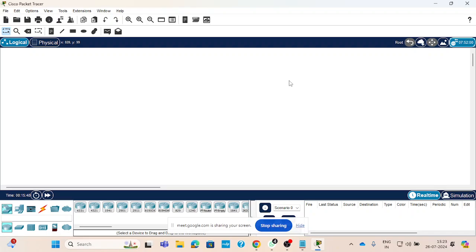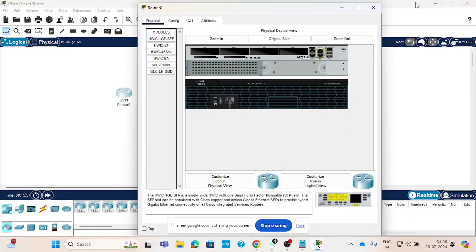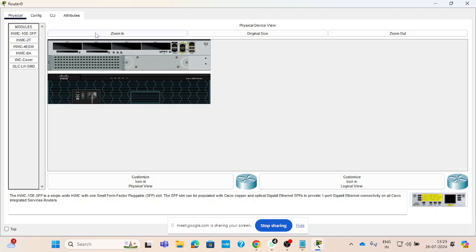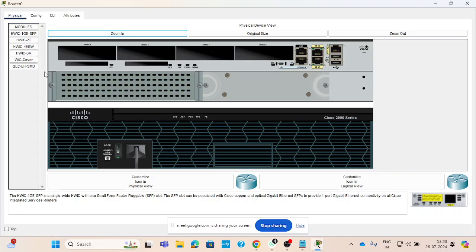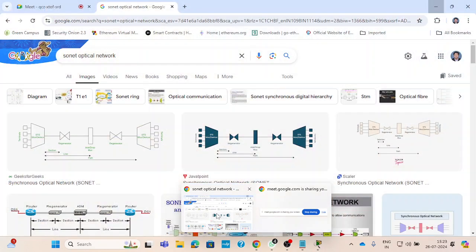Very good. So what I'm trying to tell you is, for example, I'm taking a 2911 router. What I'm doing here is going to the physical mode. Here I have to attach a module. For example, this switch had a module, but in the router it is not there, so in our router you have to attach it. This is called an SFP module. You can search the internet for SFP modules.